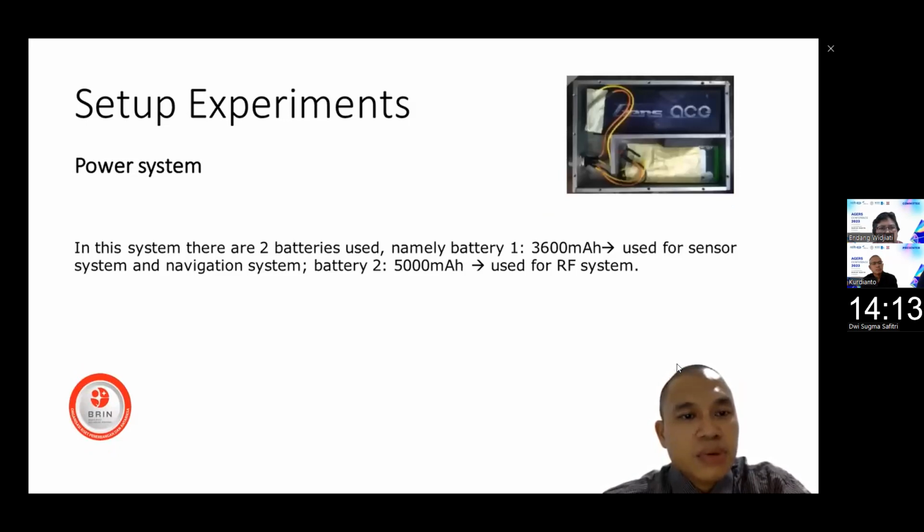Setup experiment about power system. In the system, there are two batteries used. Battery one, 3,600 milliampere hour, used for sensor system and navigation system. Battery two, 5,000 milliampere hour, used for RF system.